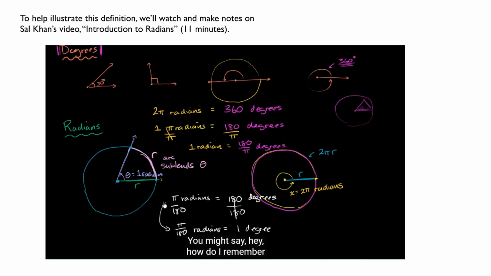You might say, hey, how do I remember if it's pi over 180 or 180 over pi to convert the two things? Well, just remember, which is hopefully intuitive, that 2 pi radians is equal to 360 degrees. And we'll work through a bunch of examples in the next video to just make sure that we're used to converting one way or the other.